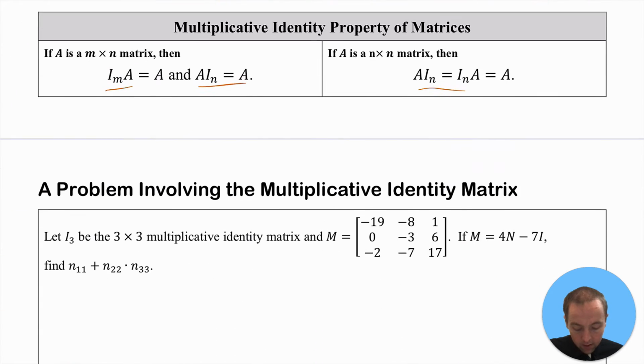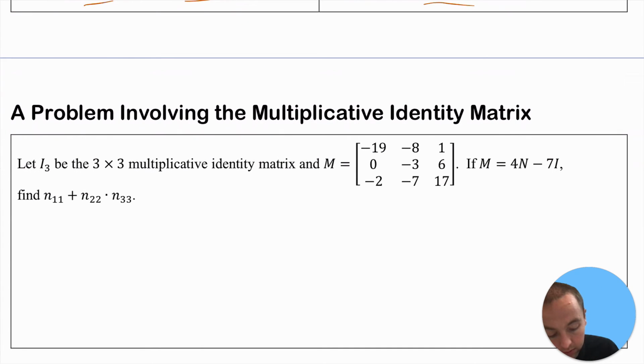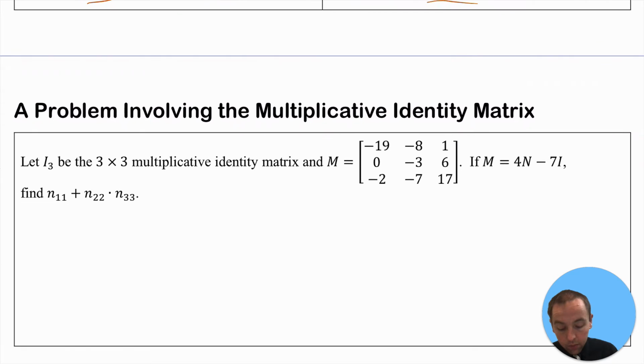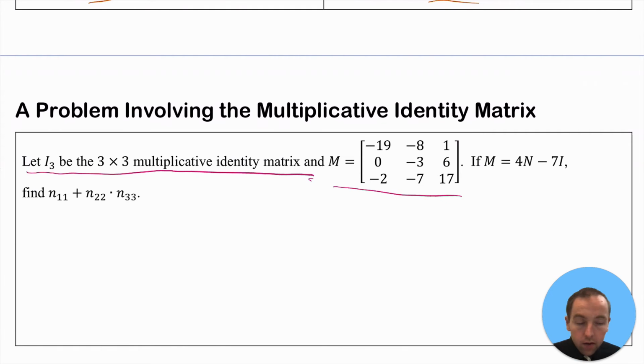So I want to help build on that new knowledge about this I matrix, or identity matrix, with a particular problem here. It says to let I3 be the 3 by 3 multiplicative identity matrix, and also to let M be that matrix that has all those numbers right there. So if M equals 4n minus 7i, find n11 plus n22 times n33. Okay, so this is what we're asked to find right here.